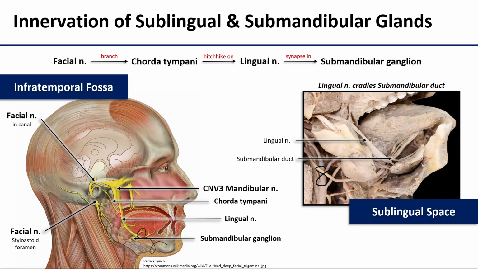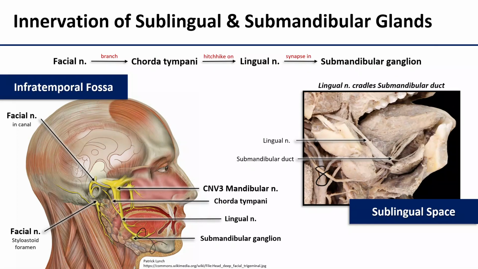The lingual nerve is a branch of V3, the mandibular nerve, that is going to travel into the oral cavity. It's carrying some somatic sensory fibers for the tongue and for the mucosa of the inferior oral cavity.